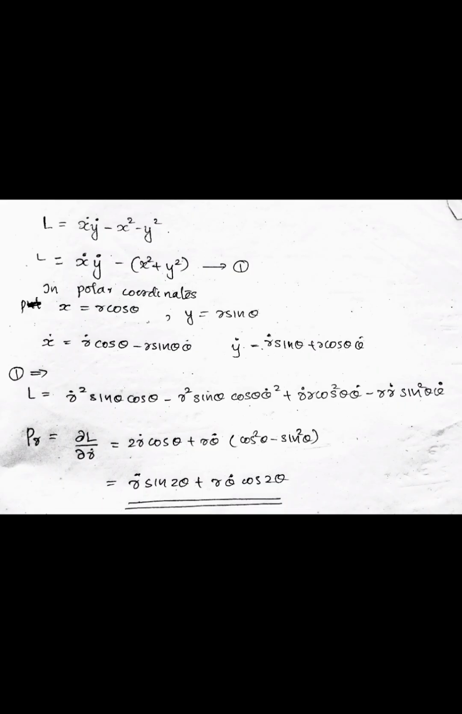From here we can calculate Pr, that is Pr is equal to dou L by dou r dot, that is equal to 2 r dot sin theta cos theta plus r theta dot into (cos square theta minus sin square theta), that is equal to r dot sin 2 theta plus r theta dot cos 2 theta.